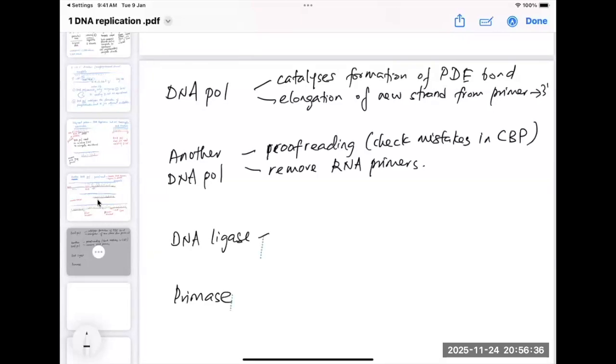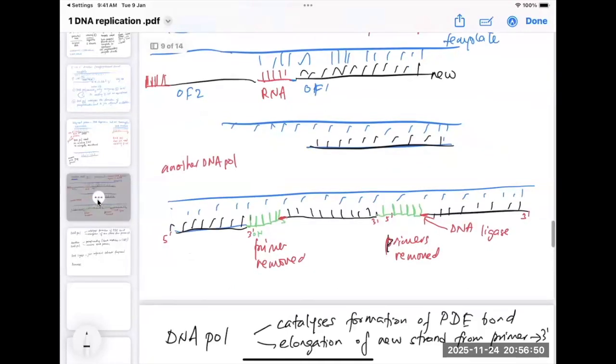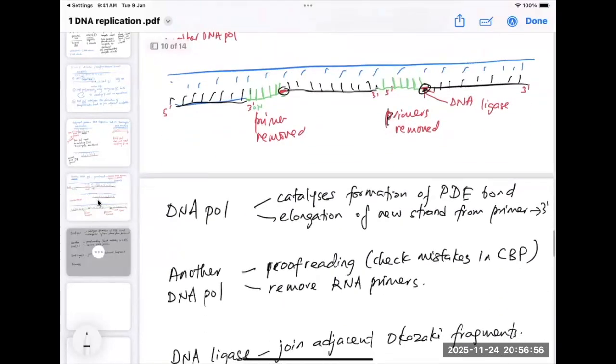Okay, ligase is to join adjacent Okazaki fragments. Okay, how do they join? By forming this part here, the phosphodiester bond. It's actually phosphodiester bond, but this phosphodiester bond is not between two nucleotides. The phosphodiester bond is between one fragment and another fragment.